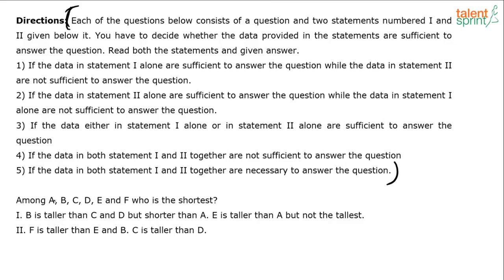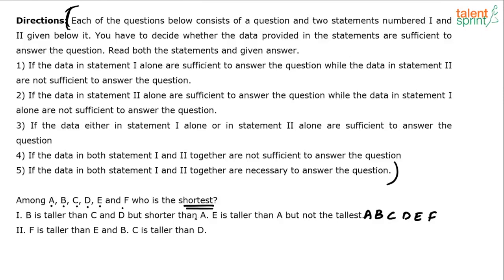Anyway, here's the question. Among A, B, C, D, E and F, who is the shortest? So there are 6 persons, 1, 2, 3, 4, 5, 6. Who is the shortest is what we have to find out. Statement 1: B is taller than C and D but shorter than A. E is taller than A but not the tallest. So look at statement 1. Let me name all the persons: A, B, C, D, E, F. 6 persons, right? We have to find out who is the shortest. B is taller than C and D but shorter than A.